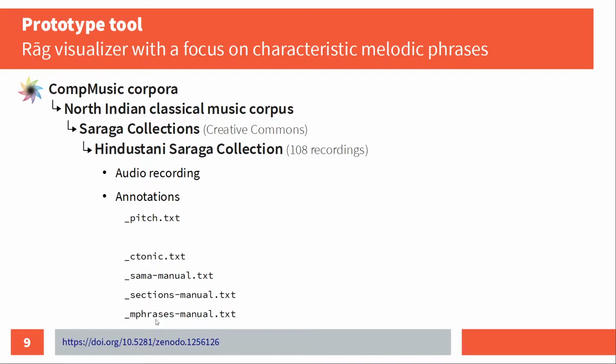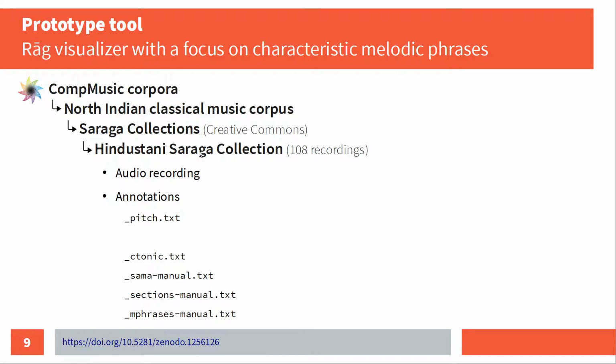I have to say that I was told by the annotators that not all the characteristic phrases for each raga were annotated, and not all the occurrences of one particular phrase were annotated for each recording, but just a representative amount of instances. And each annotation includes the start and end of the occurrence of one particular melodic phrase, and also a label with the sargam of this particular phrase.